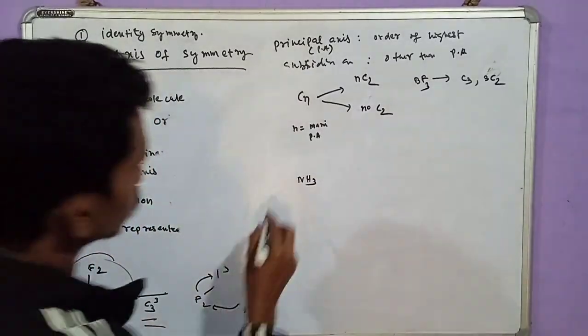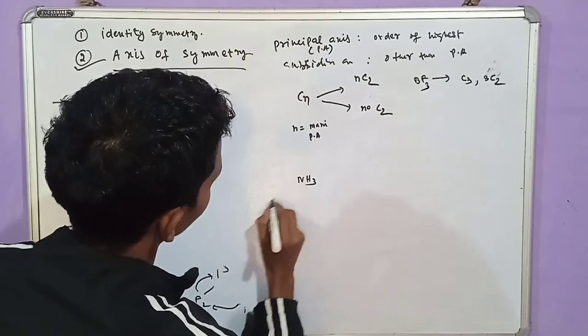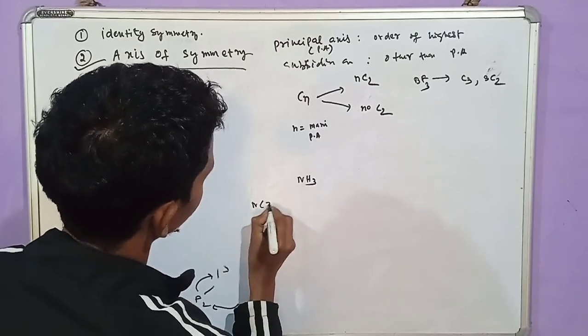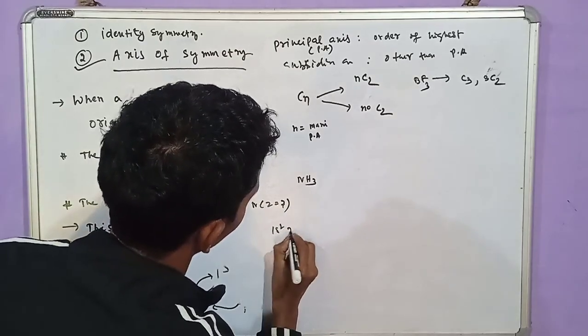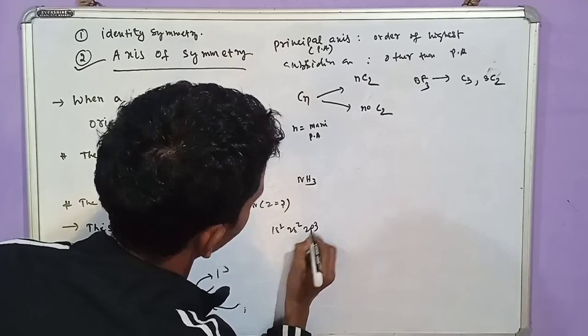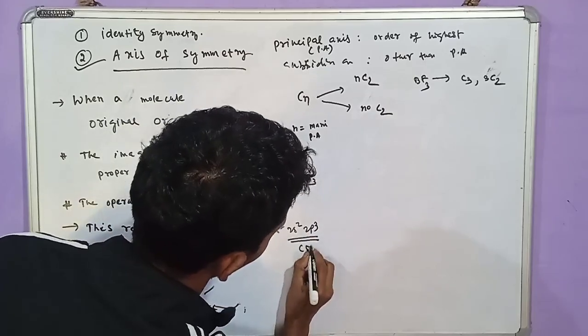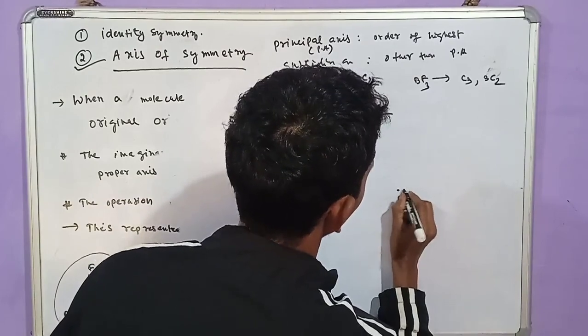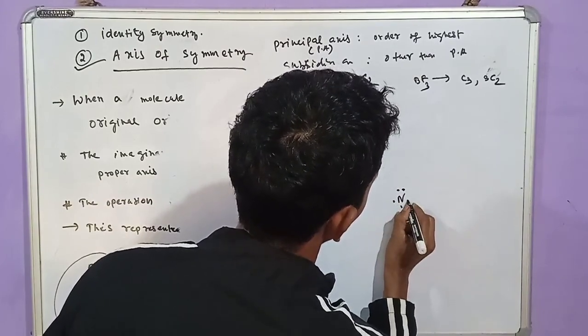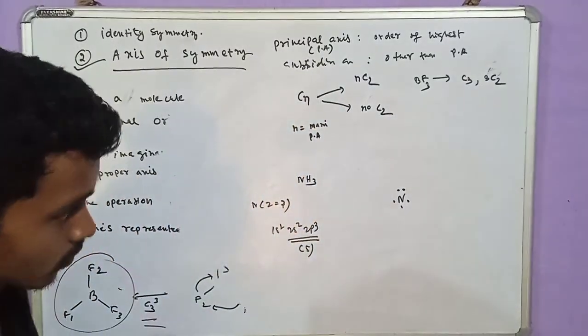In this molecule, the atomic number of nitrogen is Z equal to 7, so 1s2, 2s2, 2p3, so the valence electrons are 5, so nitrogen has 5 valence electrons.